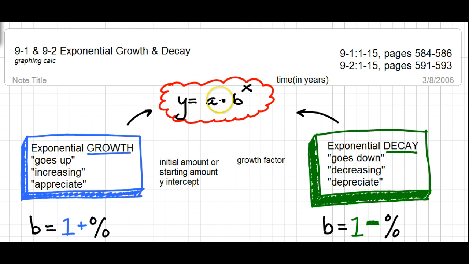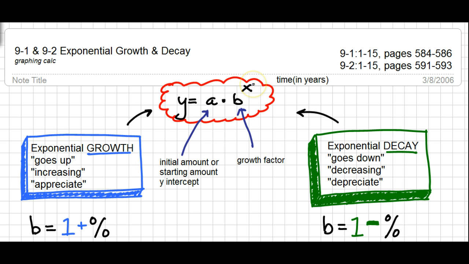In both lessons, you're going to be working with the exponential equation called ab to the x. It's called exponential because the variable x is a power or an exponent. The three parts of the formula are value A, which represents the initial amount, sometimes called the starting amount. When you graph it, the A value is also going to be where the graph crosses the y-axis, or the y-intercept. The B value is referred to as the growth factor, and we'll talk more about that shortly.